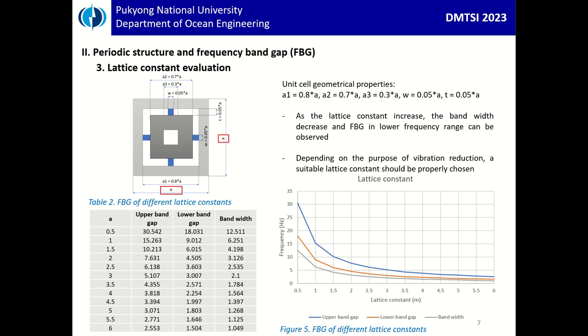Next, the lattice constant evaluation is checked. As you can see in the figure, we changed the lattice constant A from 0.5 to 6 meters with an increment of 0.5 meters. Different behavior can be seen in table 2 and figure 5. As the lattice constant increases, the bandwidth decreases, and the frequency band gap in the lower frequency range can be observed. Depending on the purpose of vibration reduction, a suitable lattice constant should be properly chosen.